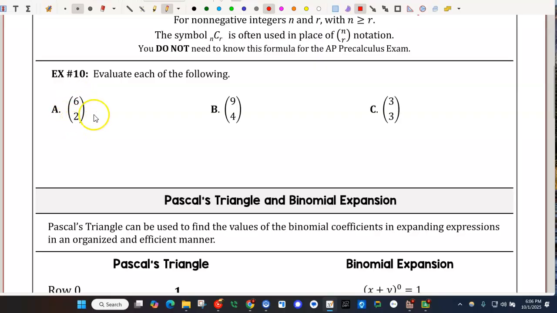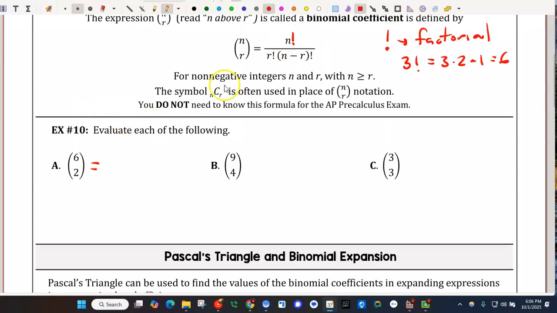6 choose 2. If we use this formula, according to the right up here, we would have 6 factorial divided by r factorial, that's the bottom number, and then n minus r factorial. So you just subtract these two, top minus bottom, 4 factorial. And this answer will give us how many different ways there are if you have 6 different things just to choose two of them, right?